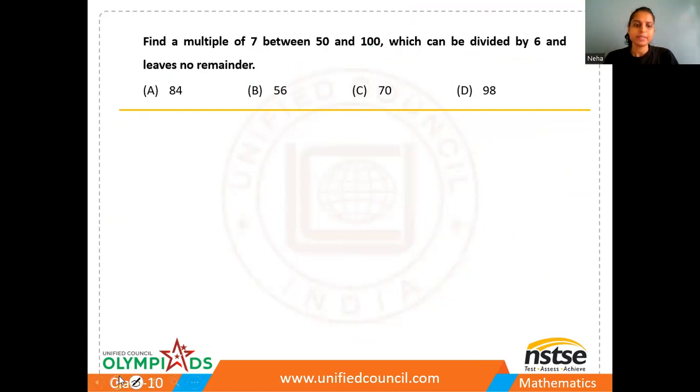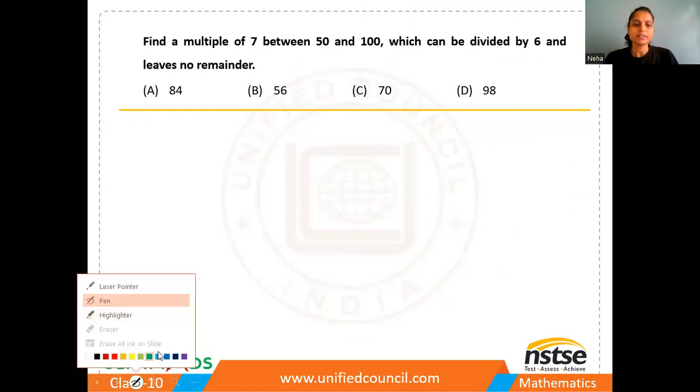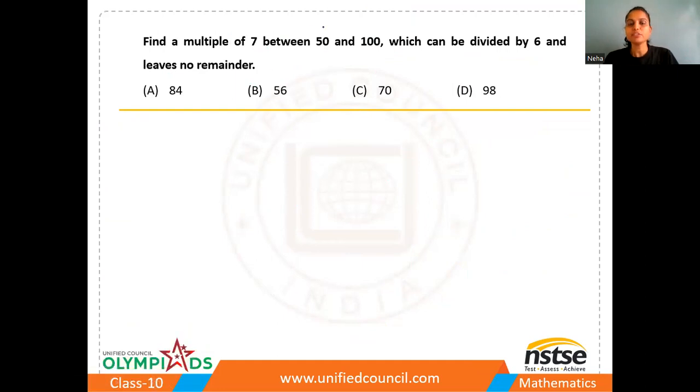Okay, so here we have to find the multiples of 7 between 50 and 100, which are also divisible by 6. Leaves no remainder, that means they should be divisible by 6. Okay, so between 50 and 100, how many numbers are multiples of 7? Okay, so let's just count the table of 7. So 7 7s are 49. 49 is less than 50. I can't take it. So after 49, 56 will come, right?